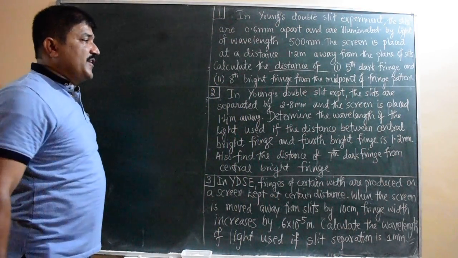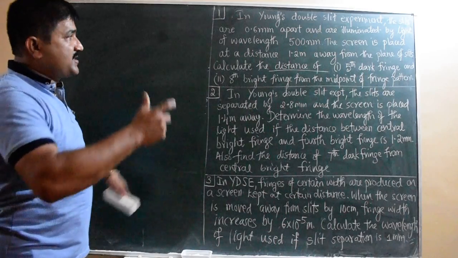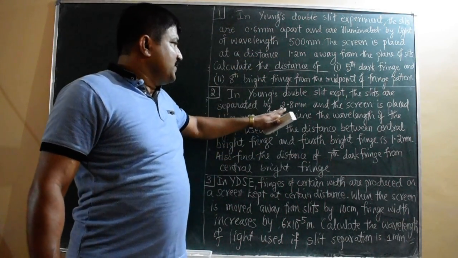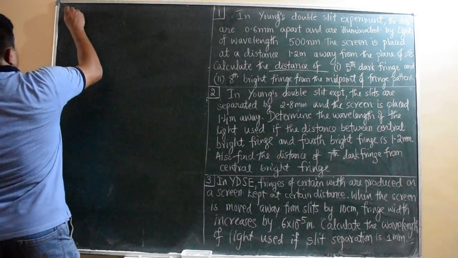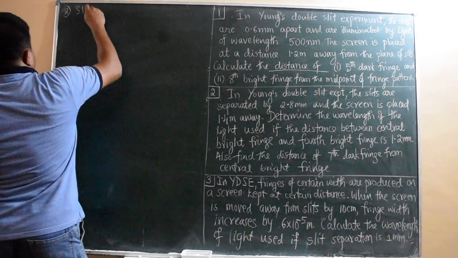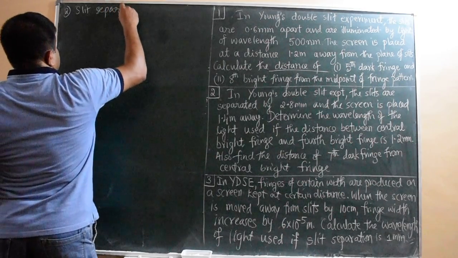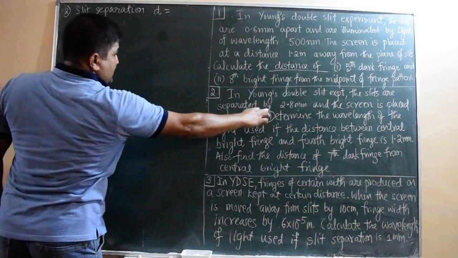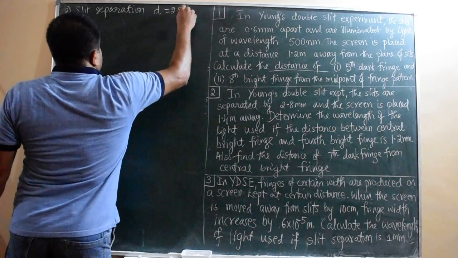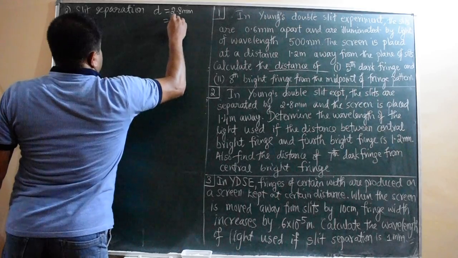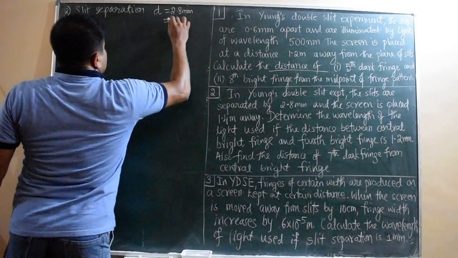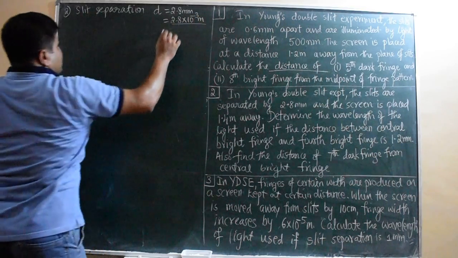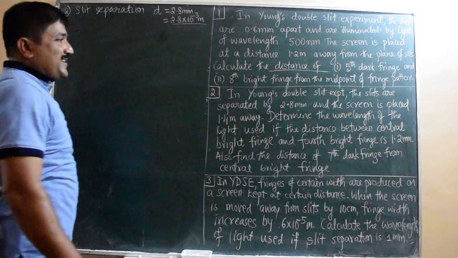Firstly we have to find the wavelength of the light. The question is just the reverse of the first problem. Here in the second problem they have given the slit separation. So the habit is to write the given data while solving the problem. Slit separation 2.8 mm. We have to write this in SI units, that is 2.8 into 10 power minus 3 meter.